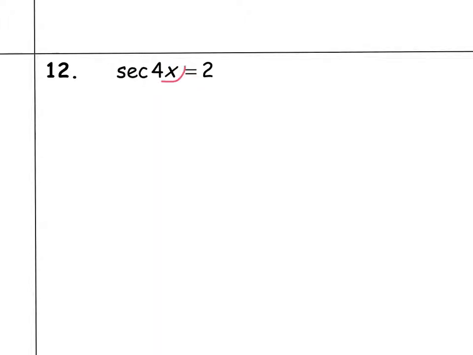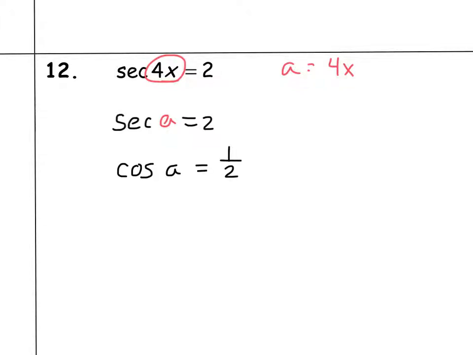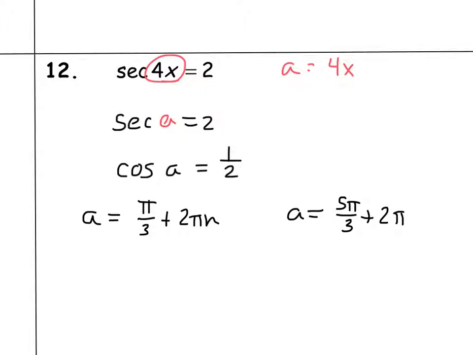And finally, let's substitute here. So a is 4x. So secant of a is equal to 2. Now I'm going to take the reciprocal of both sides to get the cosine of a is equal to 1/2. And I have two possible situations. a can be pi over 3, and that happens every period, and a could also be 5 pi over 3, happening every period.